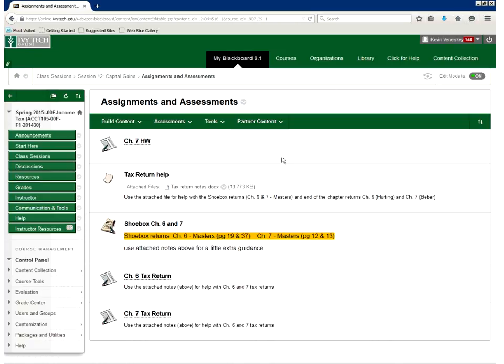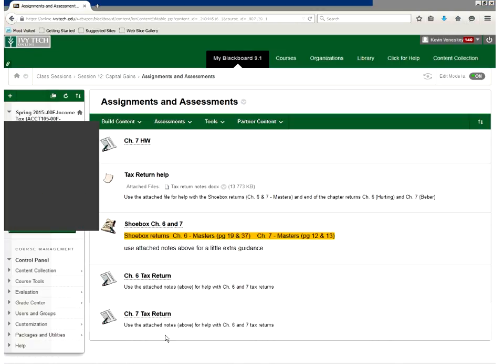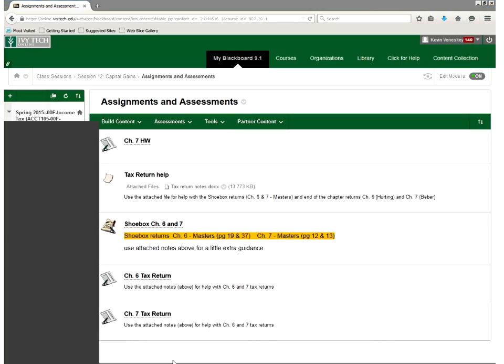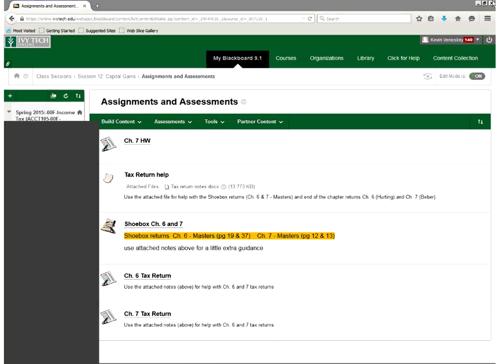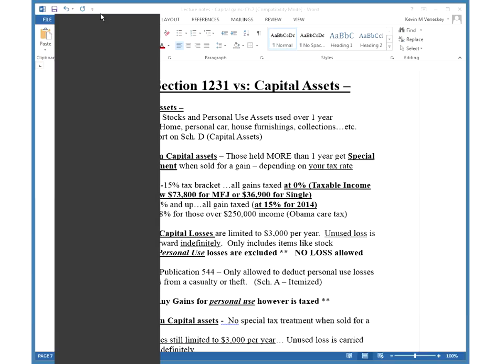Okay, let's get right into our chapter today with capital gains. I'm going to switch this over. All right, here we go.